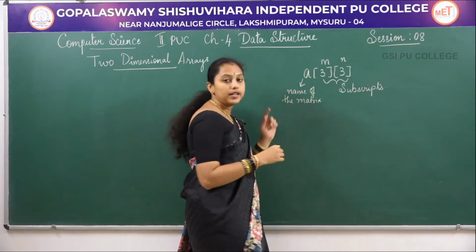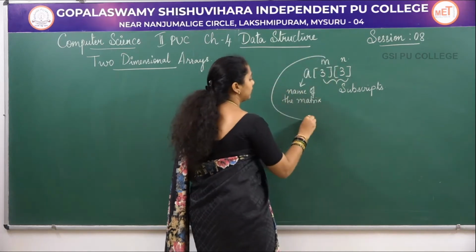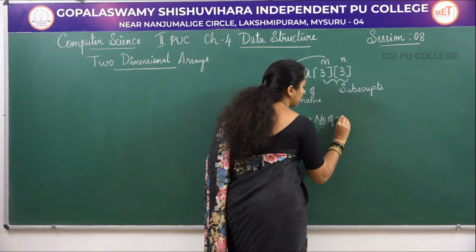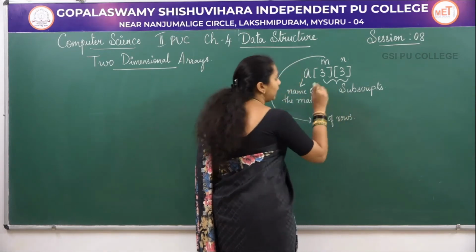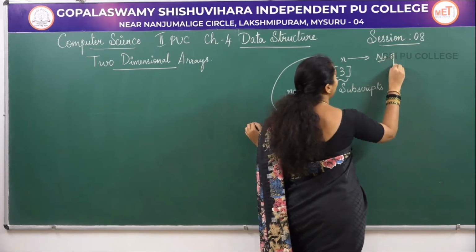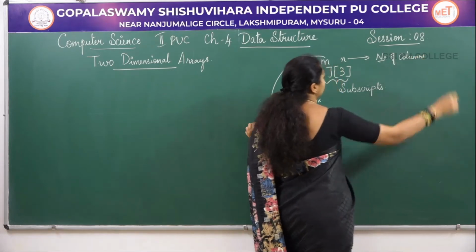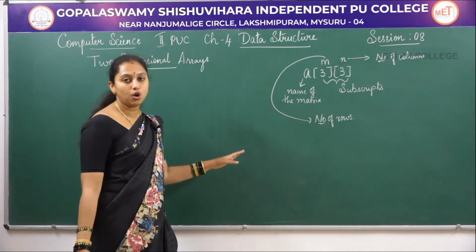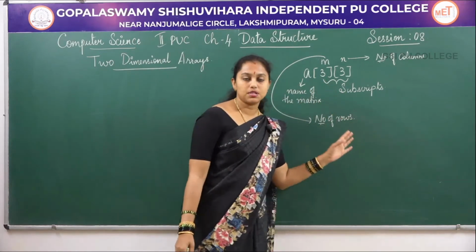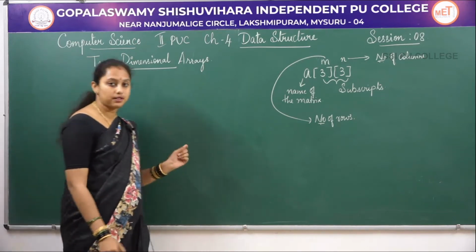So here m represents the number of rows and n represents the number of columns. The number of rows and columns in a matrix is called the order of the matrix.